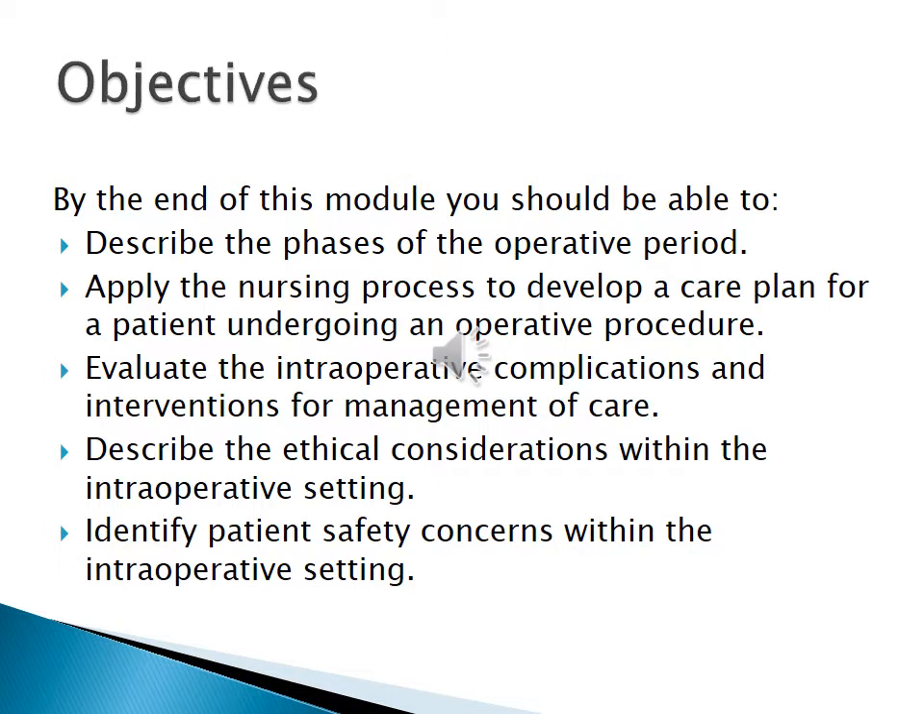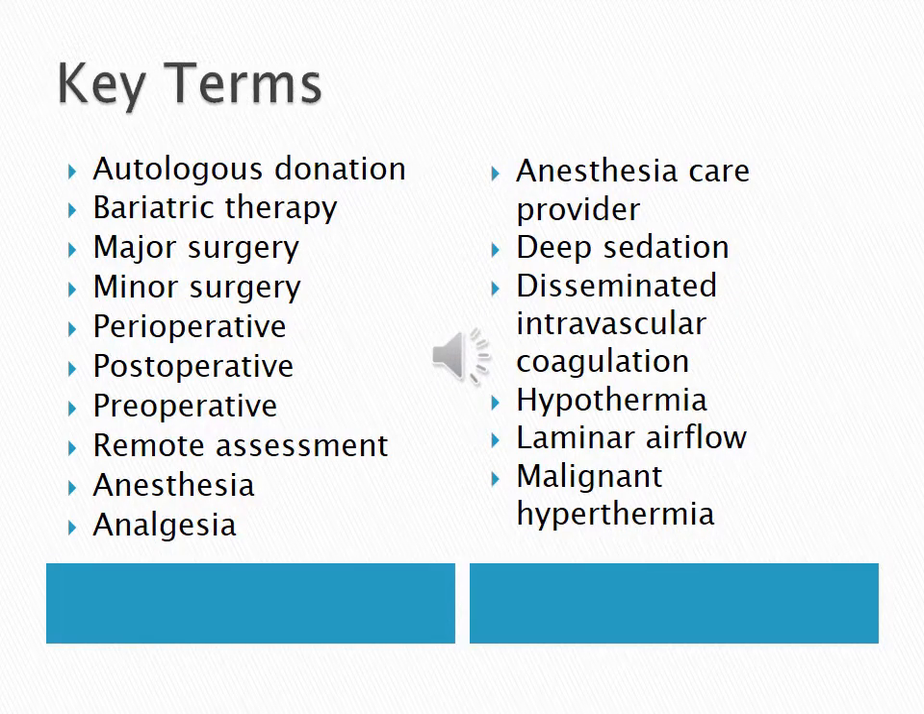Objectives. By the end of this module, you should be able to describe the phases of the operative plan, apply the nursing process to develop a clear plan for a patient undergoing an operative procedure, evaluate the intraoperative complications and interventions for management of care, describe the ethical conditions within the intraoperative, and then identify patient safety concerns within the intraoperative setting. The next few pages are some key terms that you should have knowledge about.